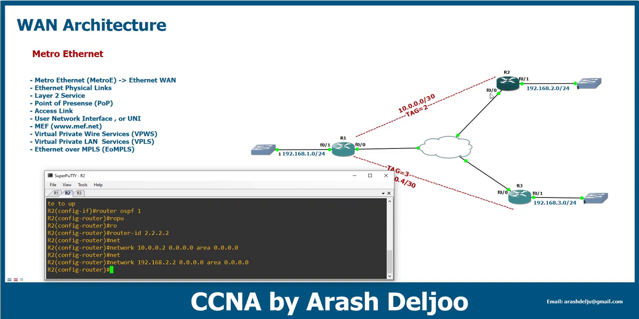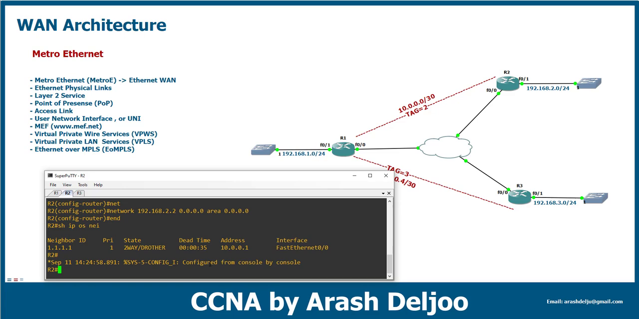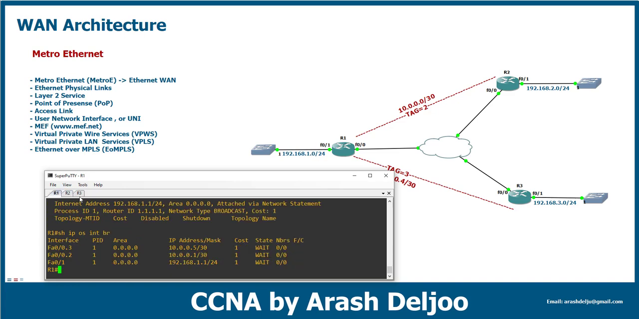And because now we have one direct link between router 2 and router 1, we expect to see the OSPF neighborship between them. Show ip ospf neighbor. Now it is working. This is residing in the DROTHER state. You know that because this is Ethernet, we should wait for finding or selecting the DR and BDR. After that they can establish the neighborship with each other.